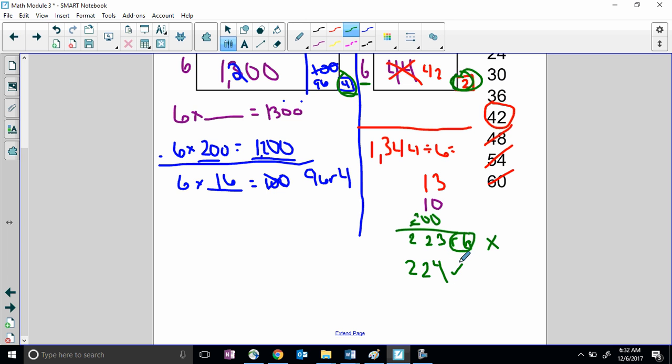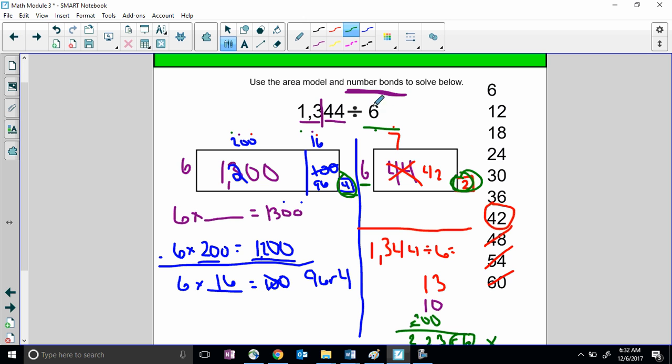Which means my real answer would be 224 with no remainder. I did that to show that if you end up with 2 remainders for whatever reason, maybe because your brain works like Mrs. Kohler's or just because of the way you split it up, when you put the remainders together, you still have to take into account it can't be bigger than the 6 or equal to the 6.